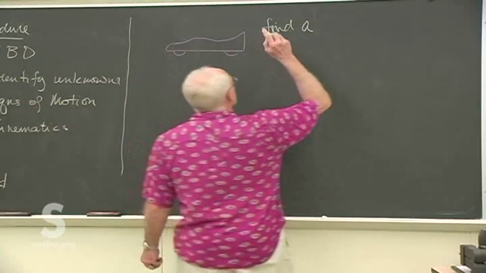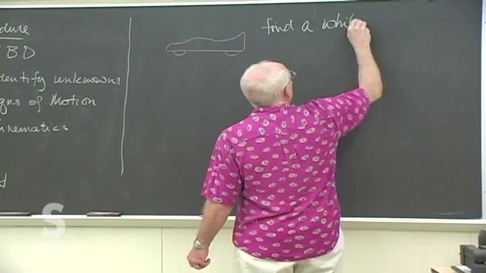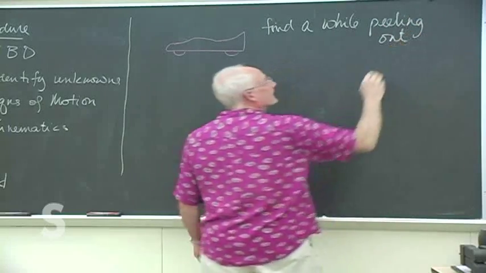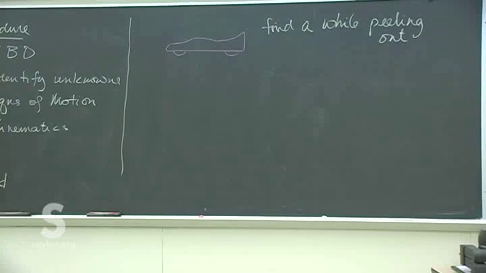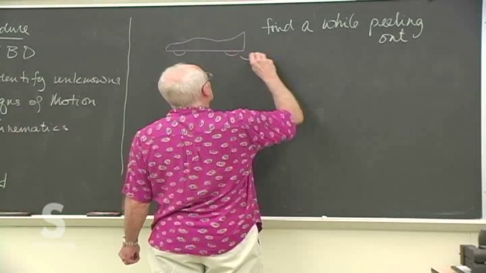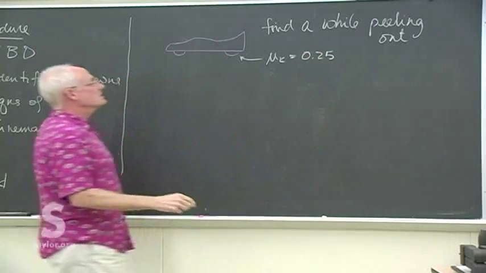So we're going to find the acceleration while peeling out. You guys know that phrase, don't you, peeling out? It's not just a phrase from my 60s childhood. The tires are slipping against the ground. Correct? Yeah, the tires will be slipping. So we need to look at kinetic friction in this problem. The dynamic friction. The coefficient of kinetic friction we'll take to be 0.25 there.